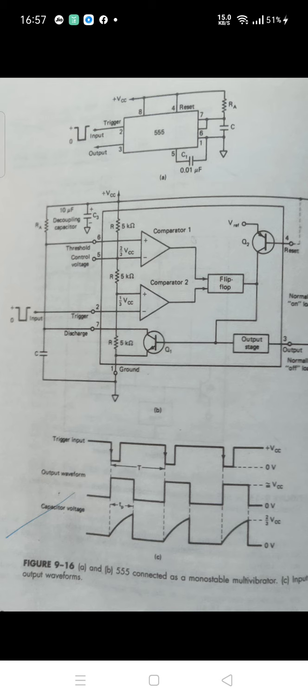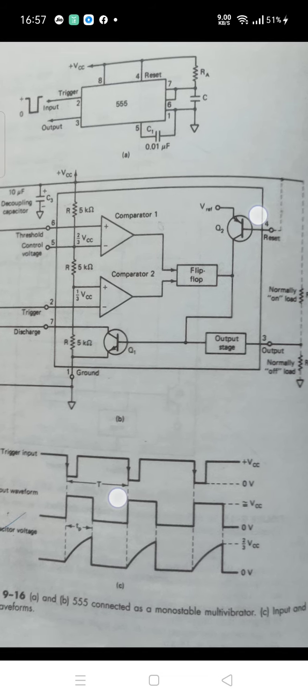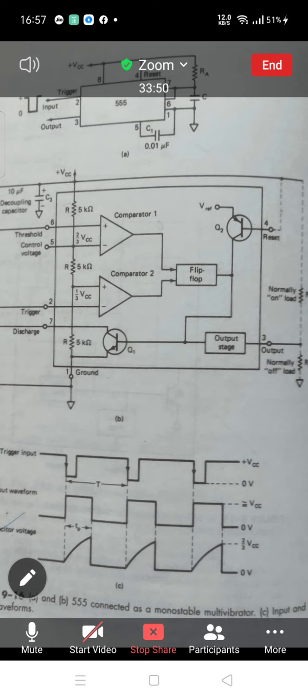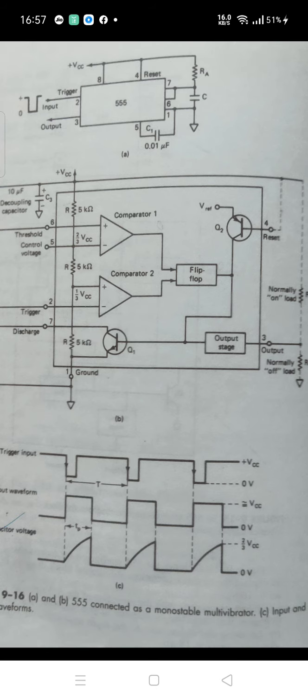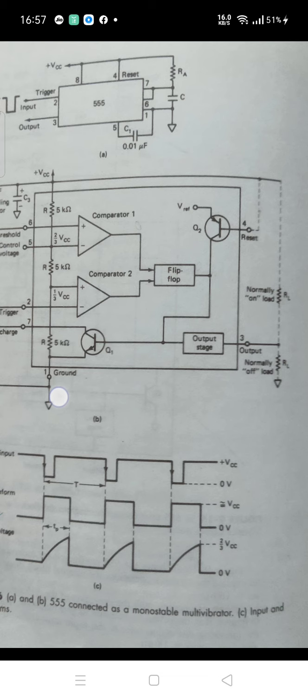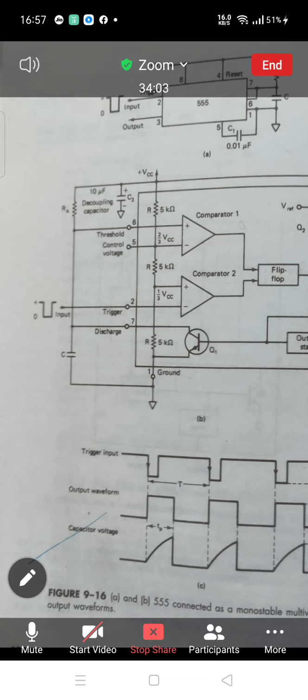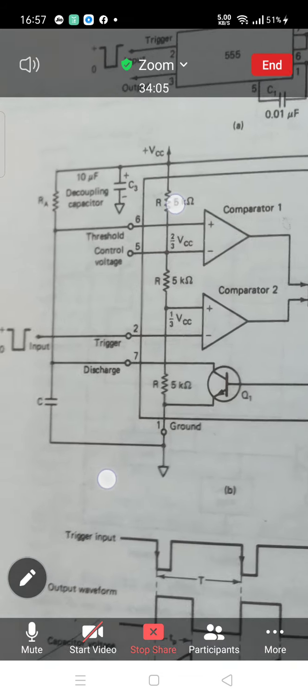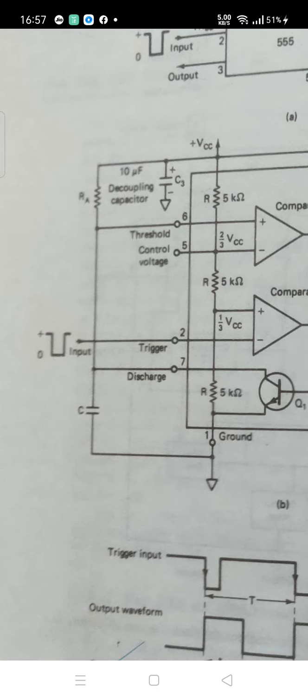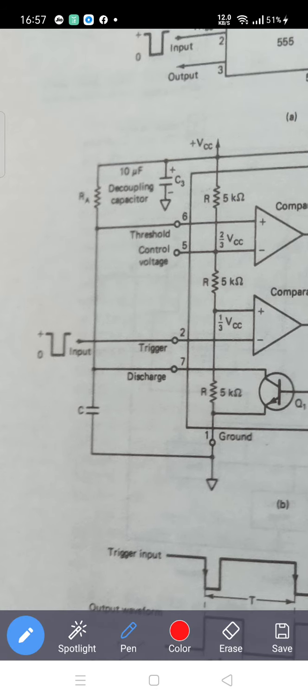Transistor Q1 is on and capacitor C is shorted out to ground. However, upon application of a negative trigger pulse to pin number 2, so pin number 2 is shown here. It was shown, a negative pulse here. So this is pin number 2 and this is a negative pulse. The negative pulse will be given to the triggering.